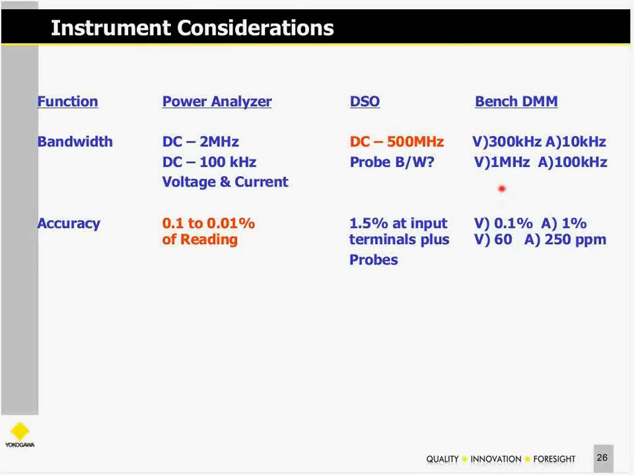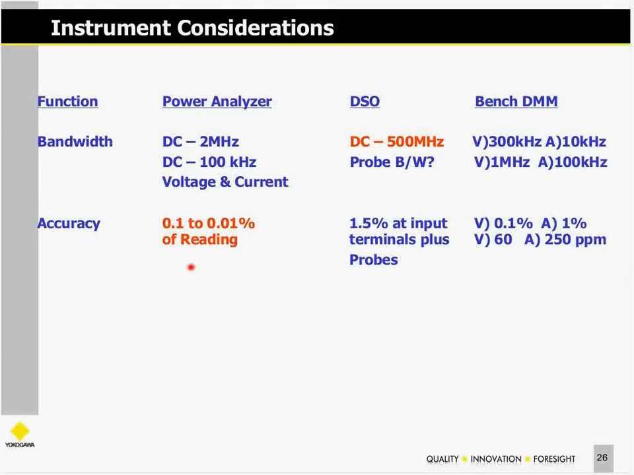If we look at some of the good high-end standard bench DMMs, voltage, maybe some of them at 300 kilohertz, current, 10 kilohertz. Look at maybe another higher end that I saw up to megahertz in voltage. Current, still limited to like 100 kilohertz, so they're limited in bandwidth.